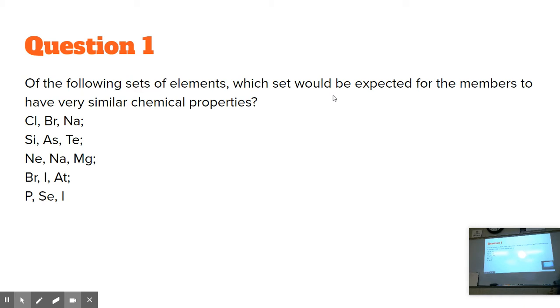There is one group that we would expect to have very similar chemical properties between the 3 of them. That would be bromine, iodine, and astatine. Look those elements up on your periodic table. Why would we say that those elements have similar chemical properties?